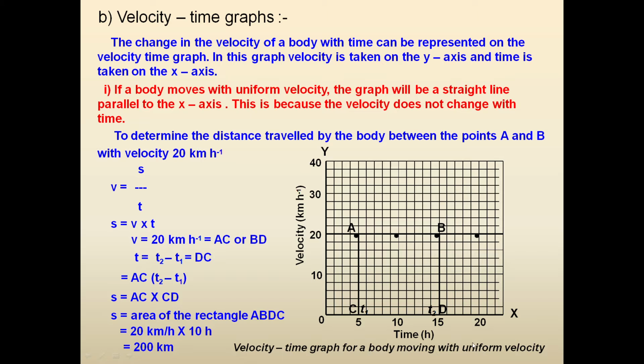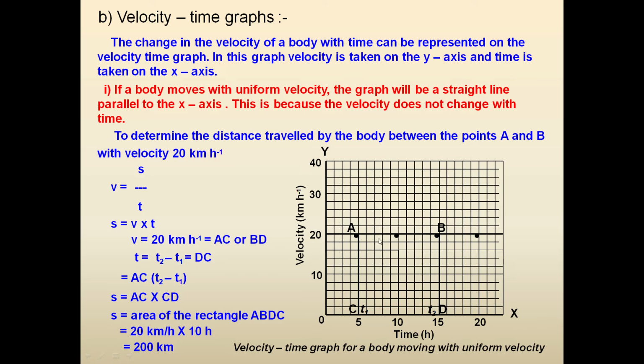Uniform velocity means velocity remains the same. As is clear from the graph, the time is changing: the time is 0, 5, 10, 15, 20 hours, but the velocity remains the same. The velocity is 20 km per hour. You can see here, this is the graph line. It's a straight line parallel to the x-axis. So the graph for a body moving with uniform velocity is a straight line parallel to the x-axis.